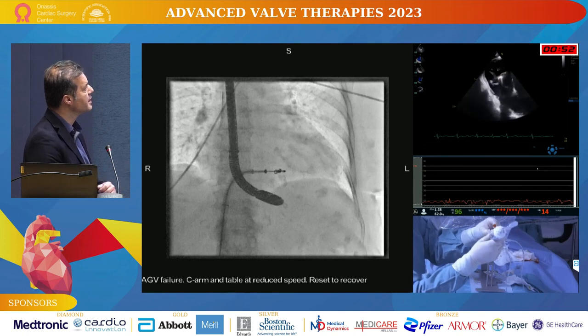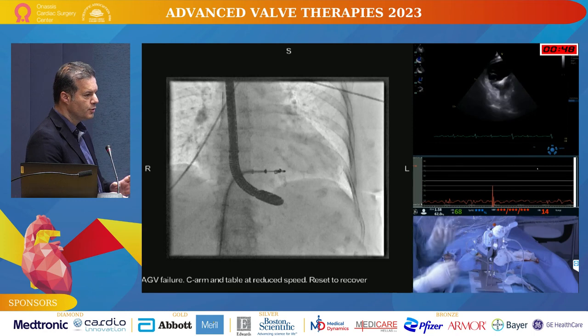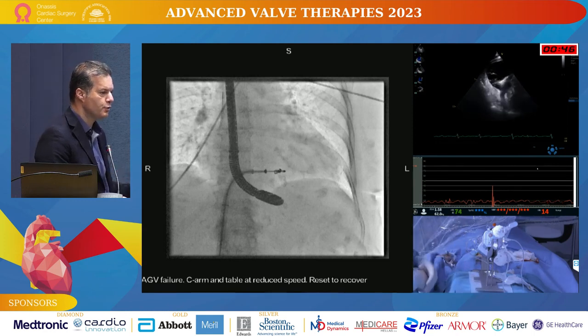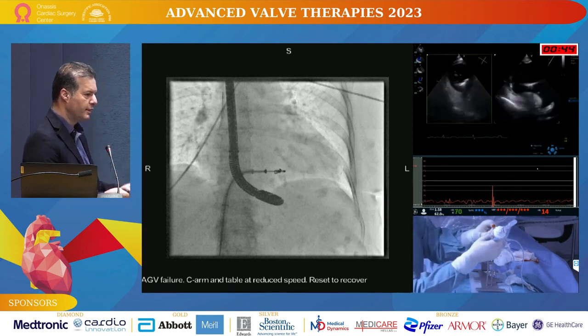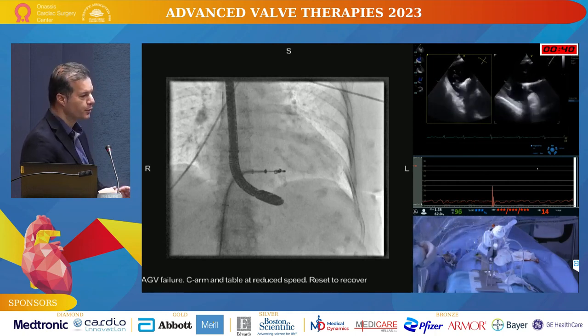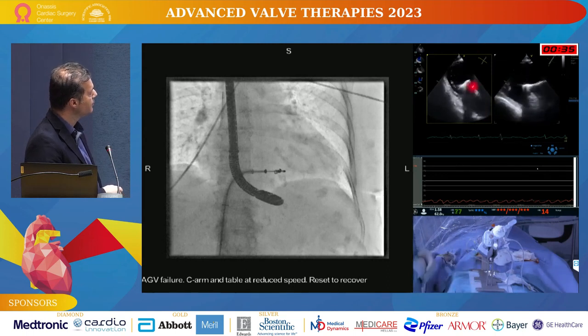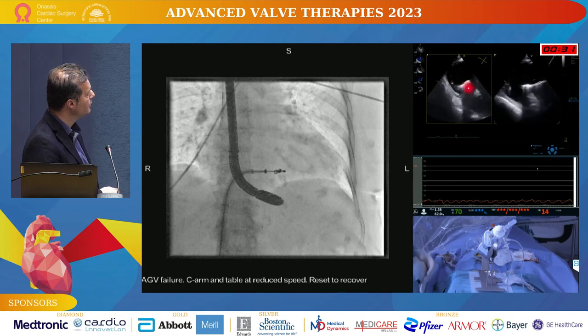And there's always a discussion with echo. The interventional cardiologist makes few decisions in this procedure. The echo is the boss, I'm telling you. Echo will tell you what to do. If echo is not happy, you're not happy. So this is the position. We have widely open arms, and we're in the anterior zone.